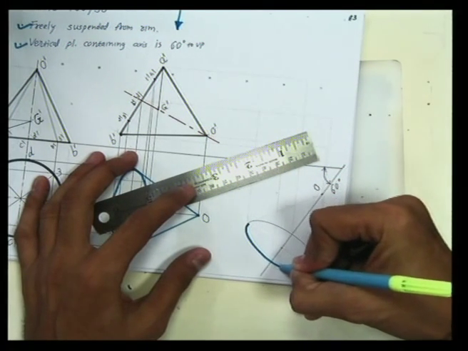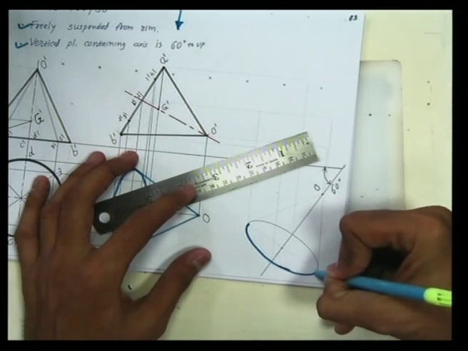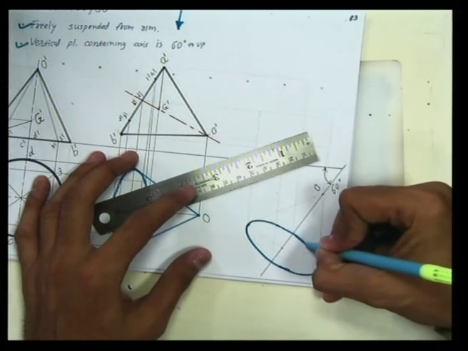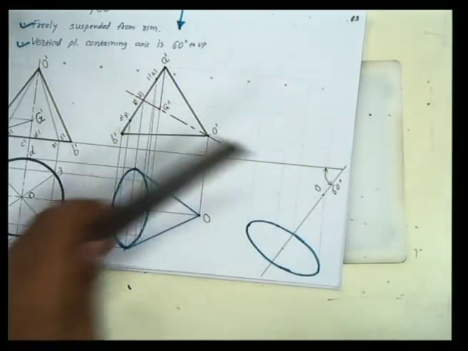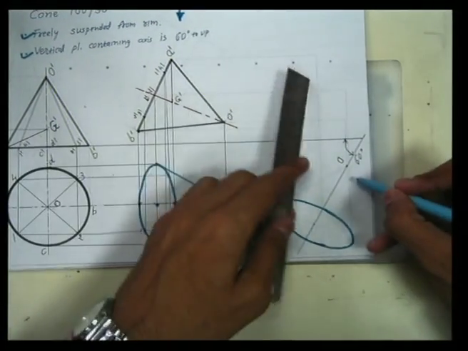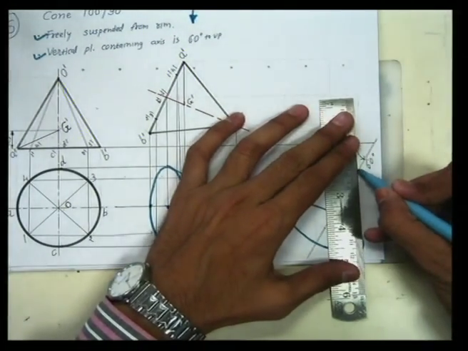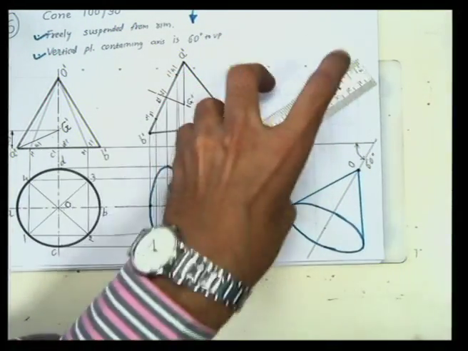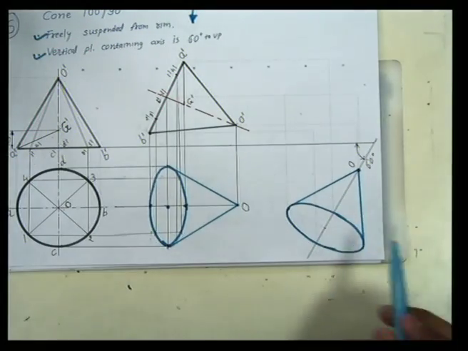That would appear like this. I am skipping that step because it's just a revision or repetition of this problem. You can do that. Now from point O, draw a line which is tangent to this ellipse. Draw a line which is tangent to this ellipse. So this step is finished.